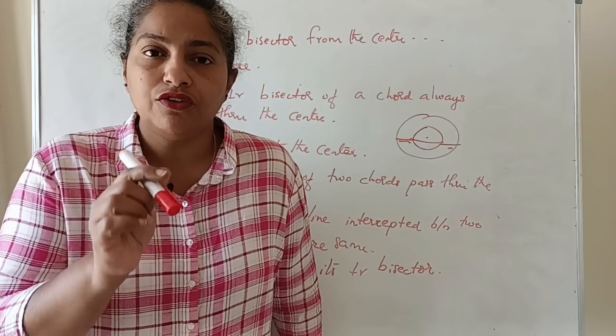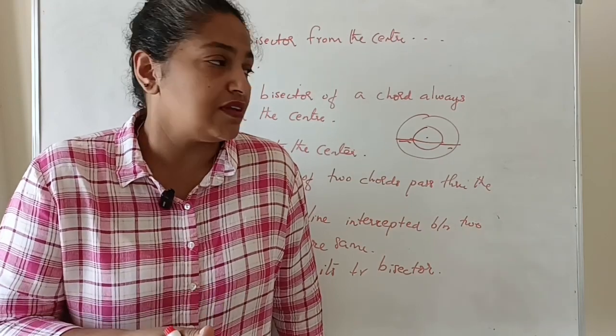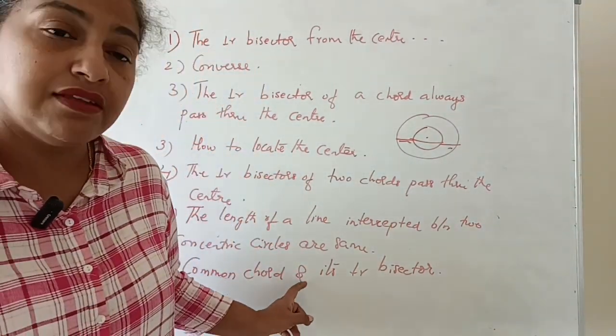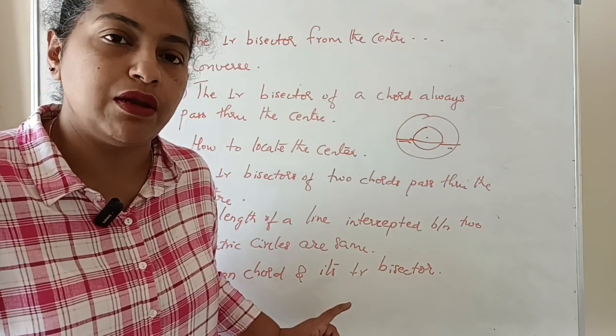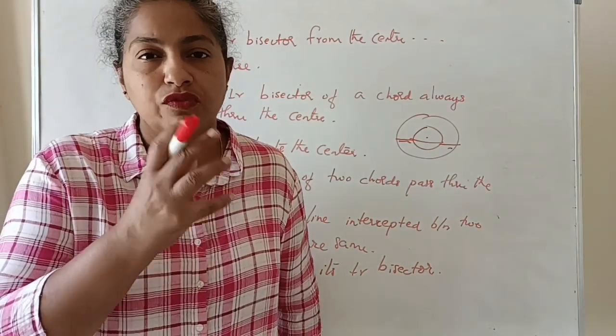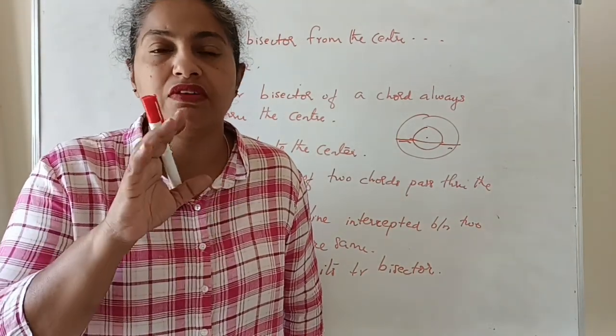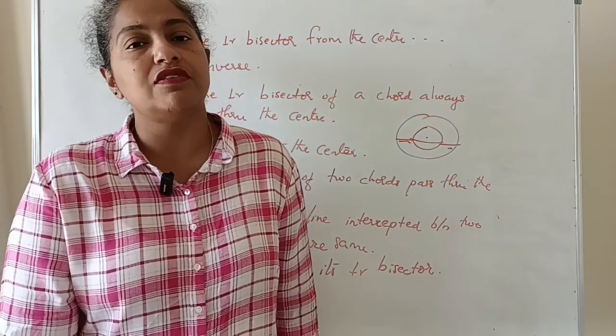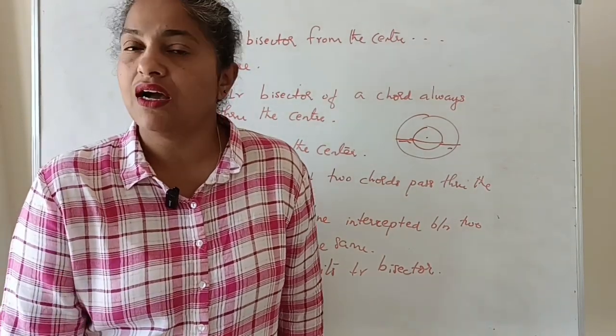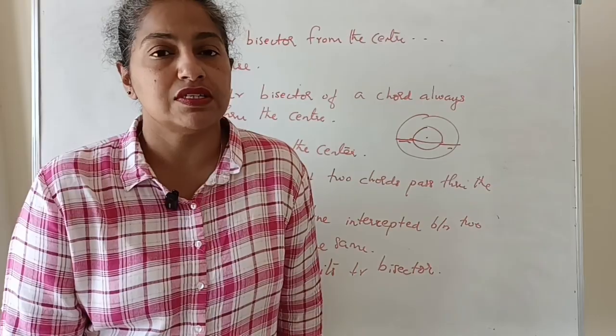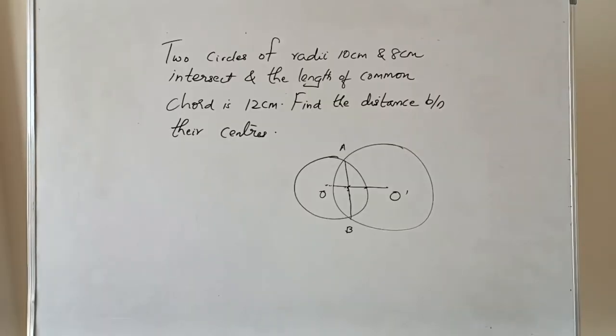Now we will end this particular video with one sum under this concept, common chord and the perpendicular bisector. It is a numerical sum, so we have to find a particular value and then we will wind up the class. If you are having any doubts in this video, mail me. I will always be there to answer your questions. So let us have a look at this question.